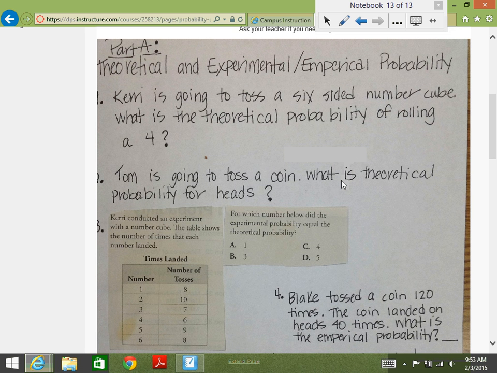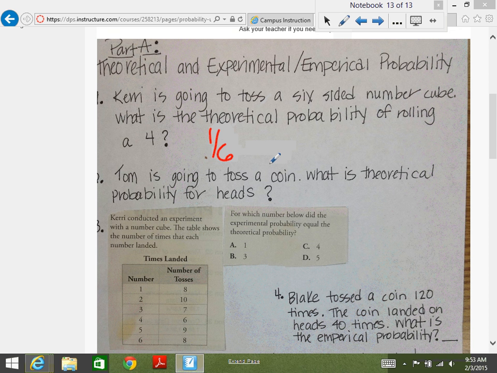Number 1, it says Carrie is going to toss a 6-sided number cube. What is the theoretical probability of rolling a 4? 1 out of 6. Fabulous. I'm so glad that no one said 1 out of 4, because I've had that answer. And I've also had 4 out of 6 today. Okay? 1 out of 6. Why is it 1 out of 6? There's only 1 4 on a 6-sided cube. Okay? All right, number 2.